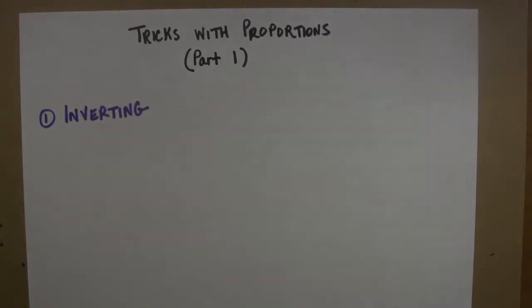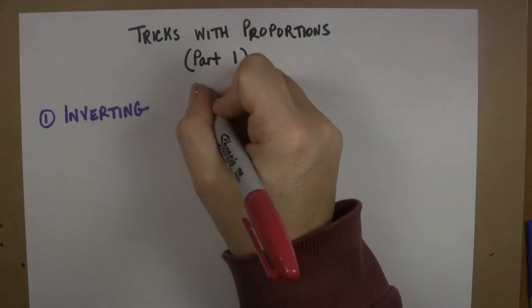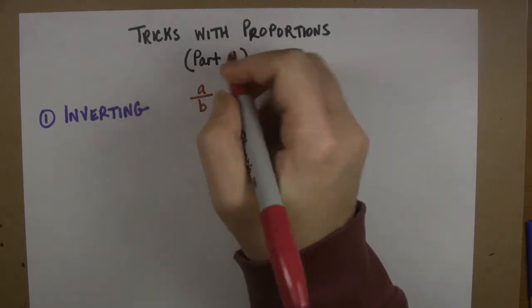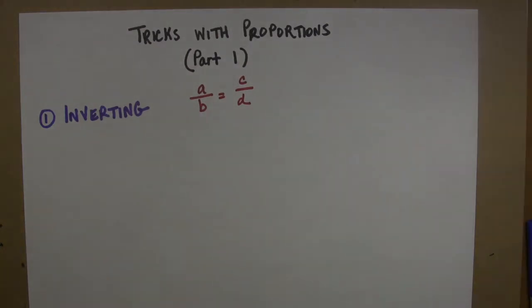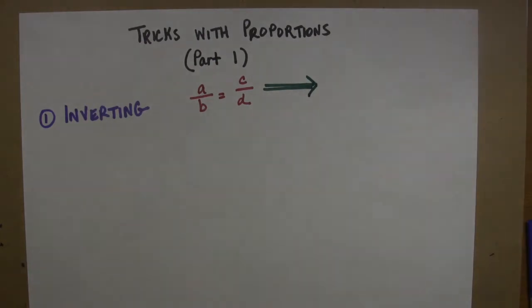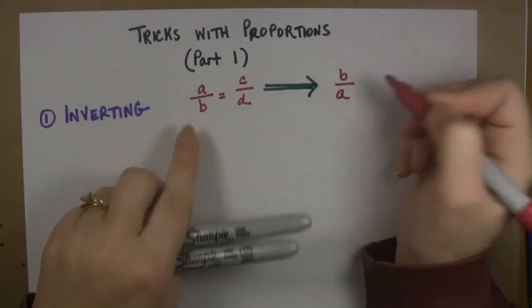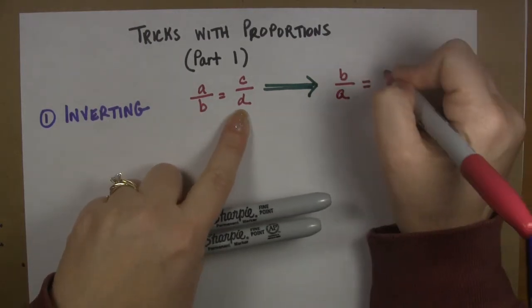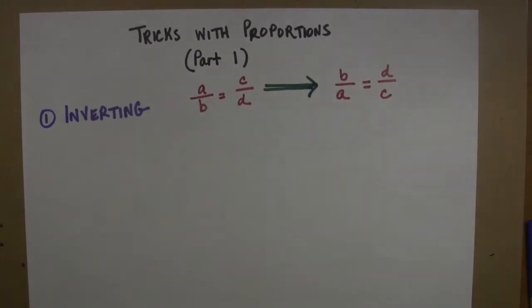And inverting is just a fancy way of saying turn it upside down. What inverting means is that, let's say you have this proportion: A over B equals C over D. This is going to become B over A, so you just flip that upside down, equals D over C. So you just flipped both of them upside down.